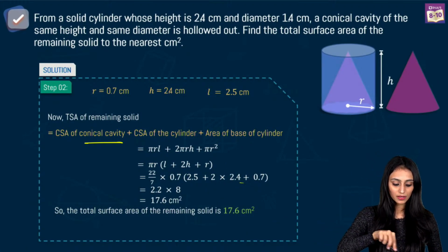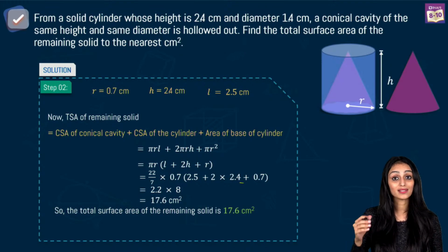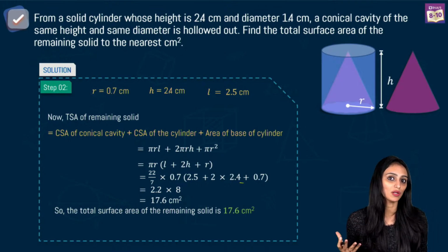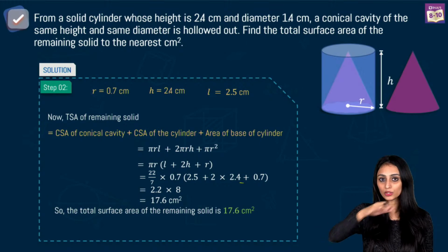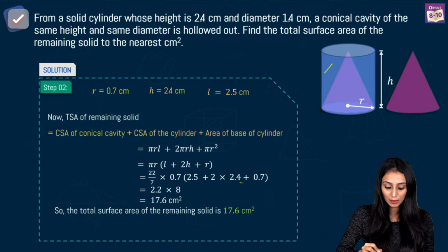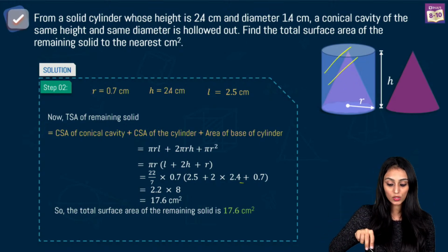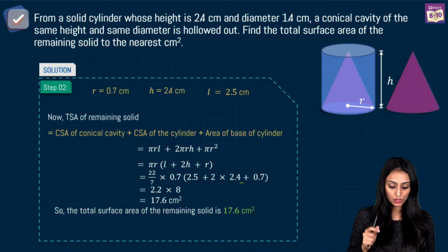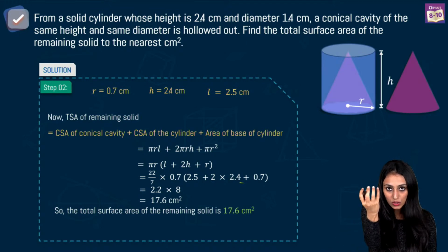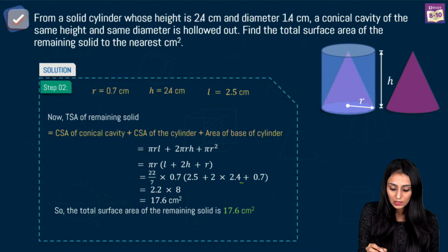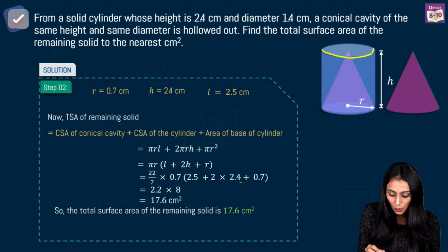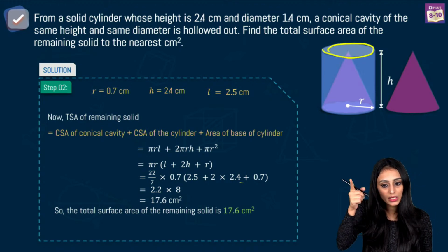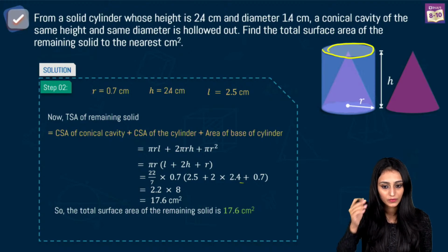So why we are considering the base of the cylinder? Because it's a solid cylinder. What do we mean by solid cylinder? Which is completely filled. The top is also closed, bottom is closed. It is completely filled from inside. That's what solid cylinder means, right? So here, when the conical part was hollowed, it was removed out, still, this part was still closed. That's why we are considering the one base here.